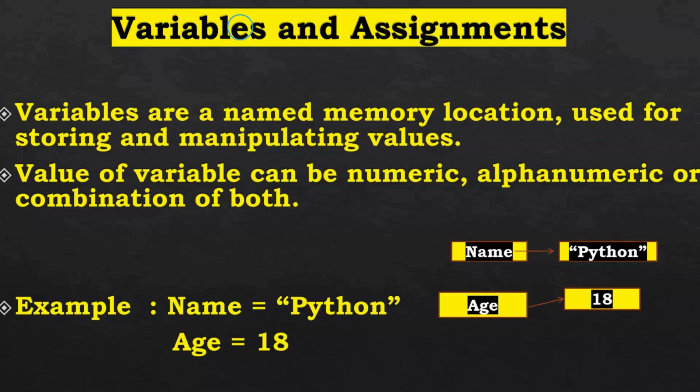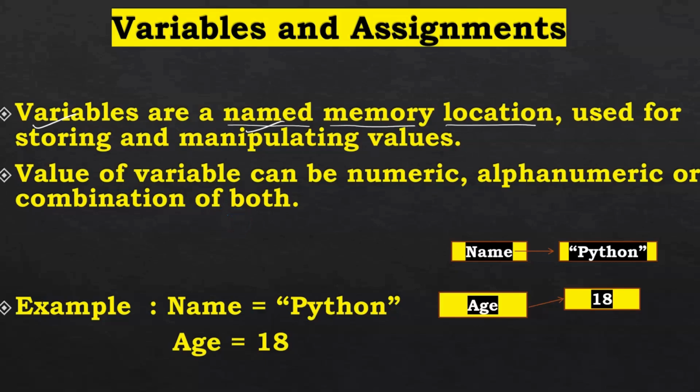The first topic we are going to learn in this video is variables and assignments. Variables are nothing but a named memory location. You have to know what a variable is. This named memory location is used for what? It is used for storing and manipulating the values. Manipulating the values means to access the values. The value of a variable can be a numeric value or an alphanumeric value or a combination of both.